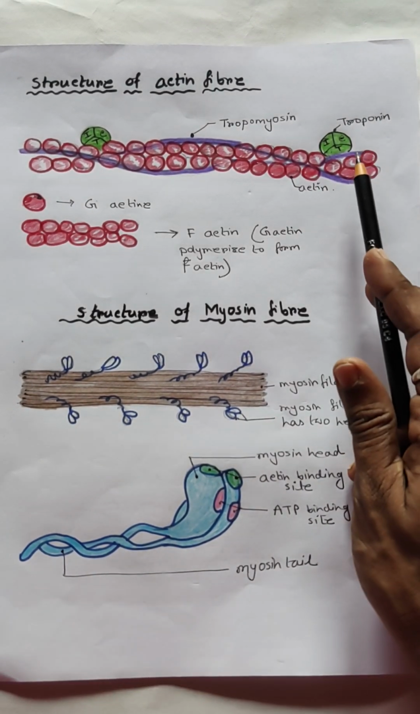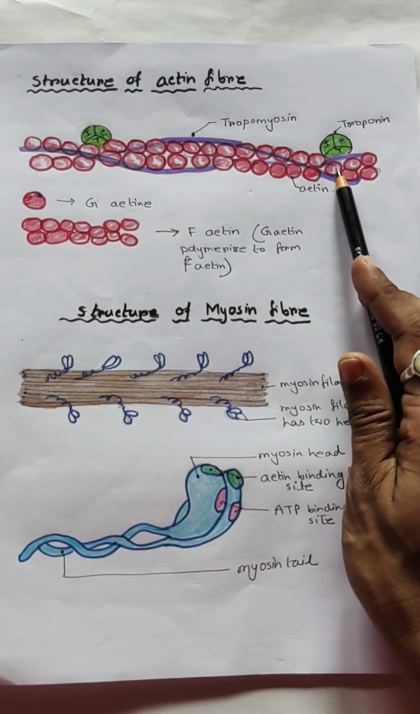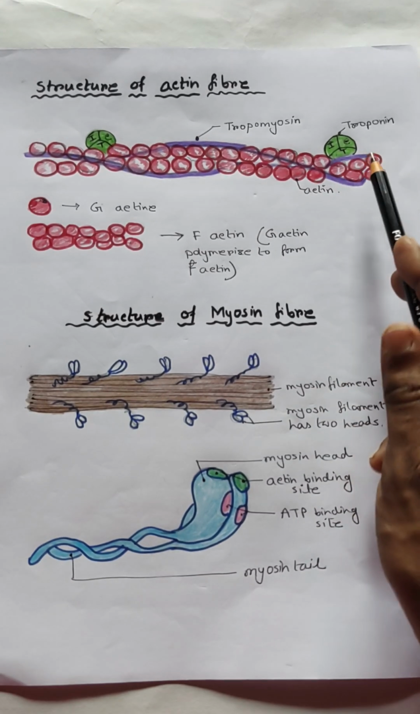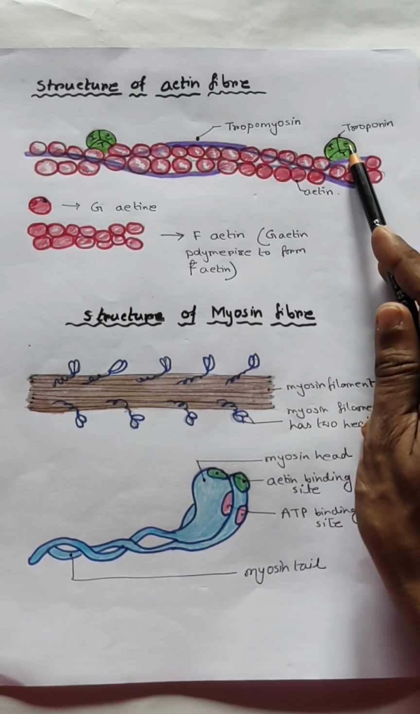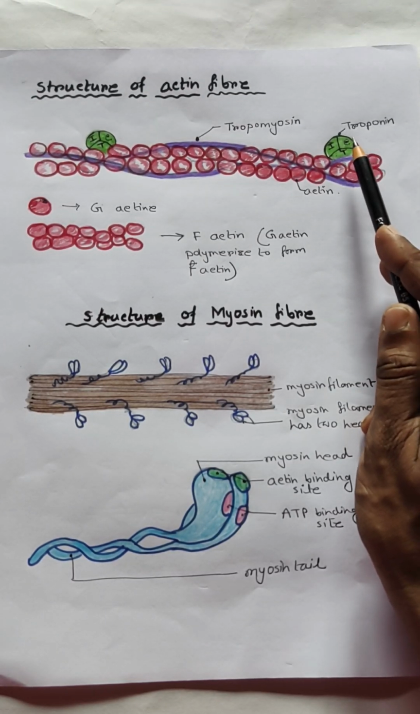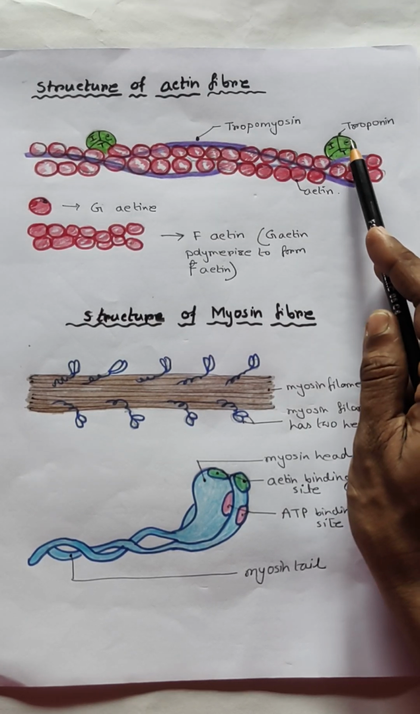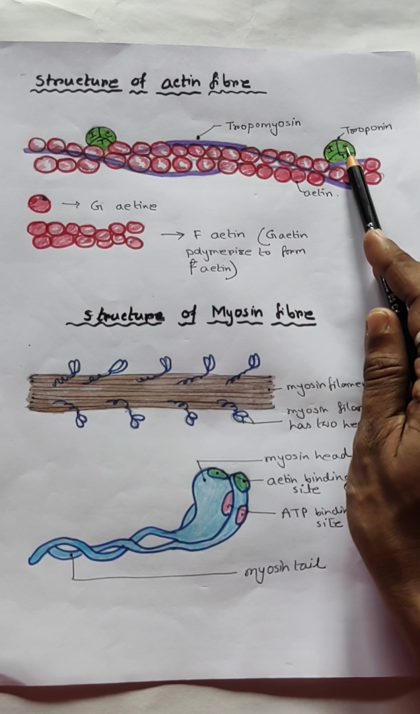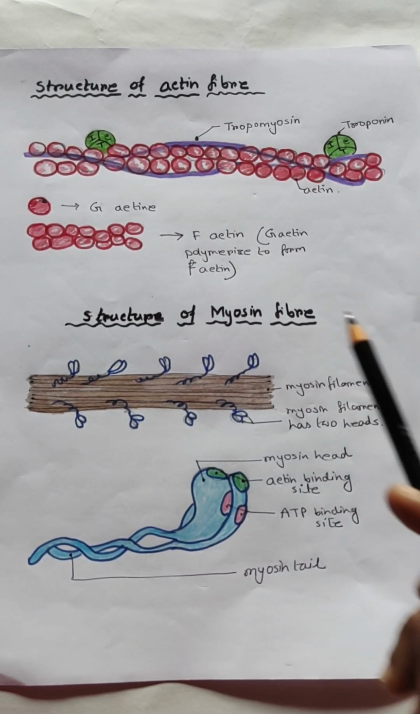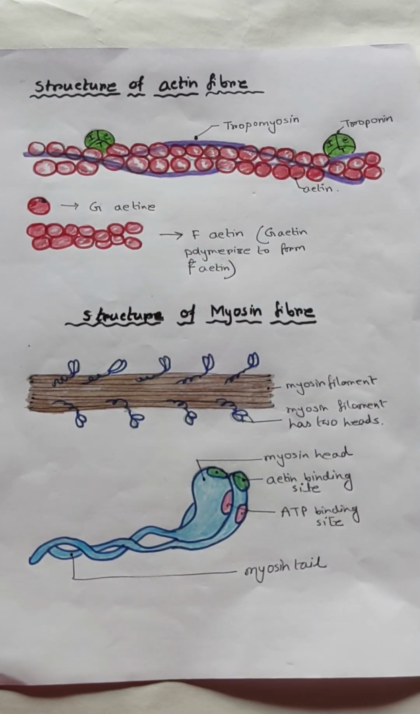Next come to the troponin. It is a globular protein lying at the end of the tropomyosin protein. Troponin has three units: I, C and T. Tropomyosin-binding troponin, that is TnT. Calcium-binding troponin, that is TnC. And troponin inhibitor, that is TnI, which blocks the myosin-binding active site of actin. So these are all about the actin fibers.